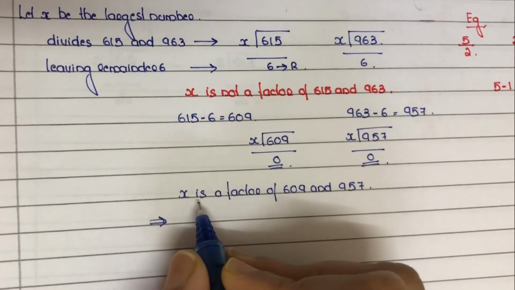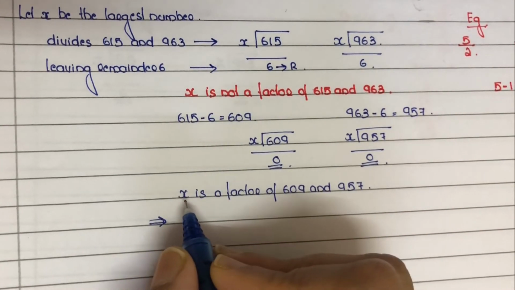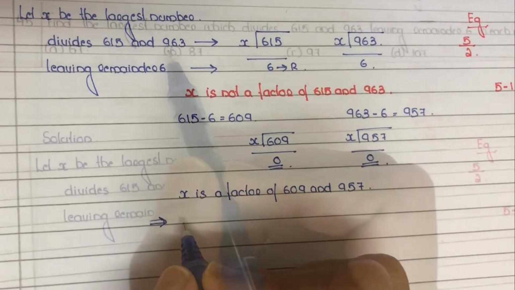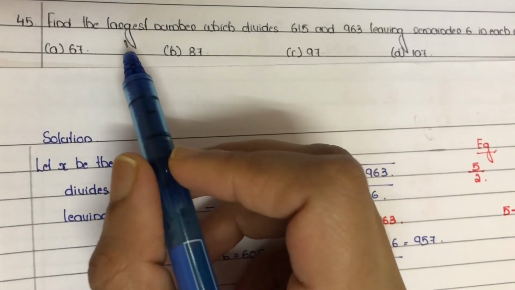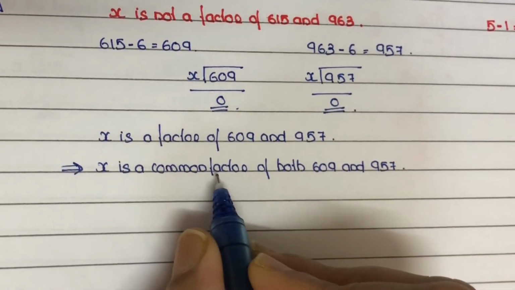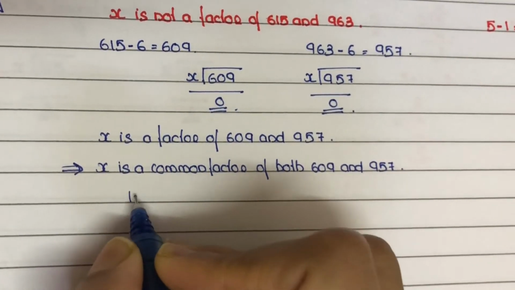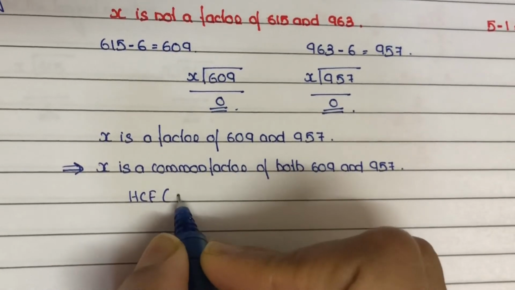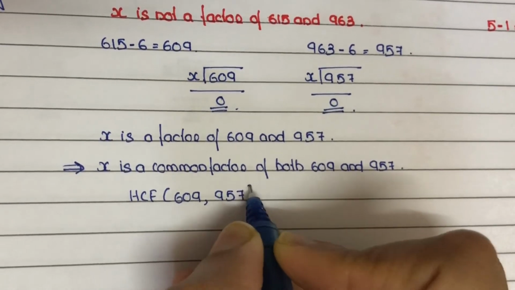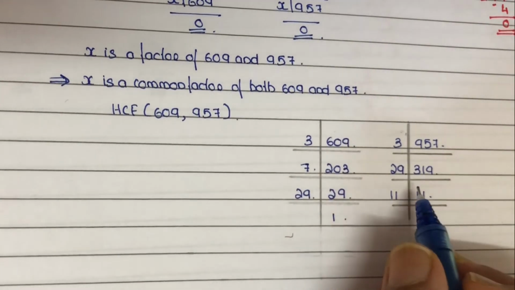Here we got x is a factor of 609 and 957. So we can say that x is a common factor of both 609 and 957. But as per the question, you need to find the largest number. That is the largest common factor of both 609 and 957, that is HCF of 609 and 957. So for finding HCF, first reduce the numbers into their factors.